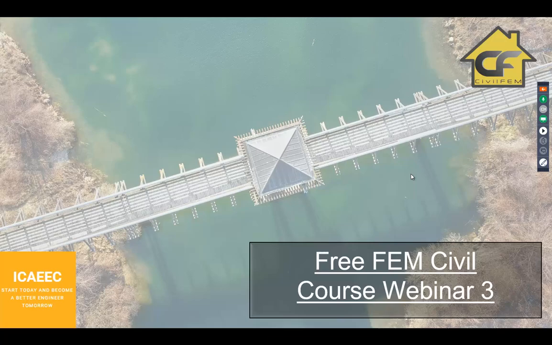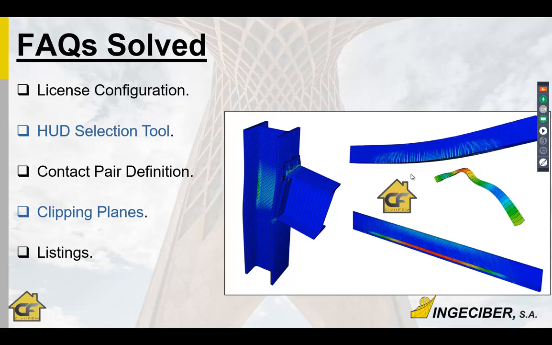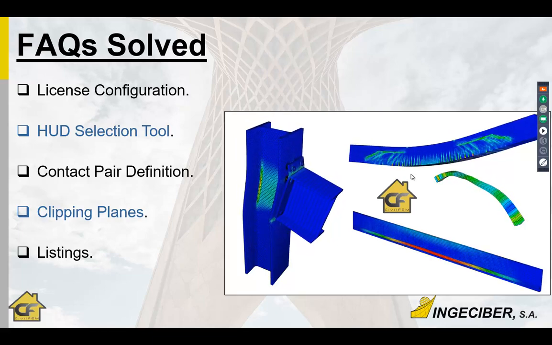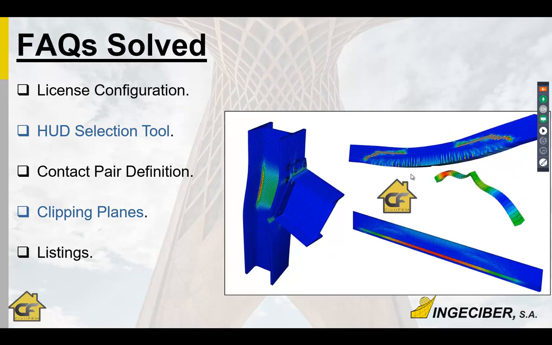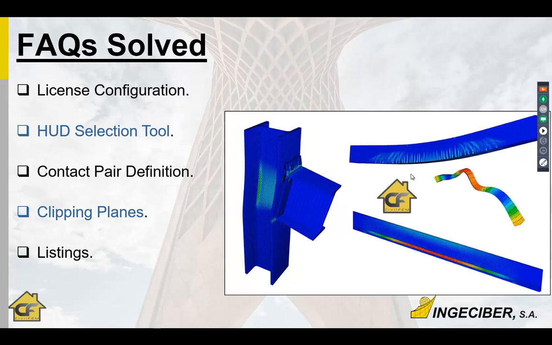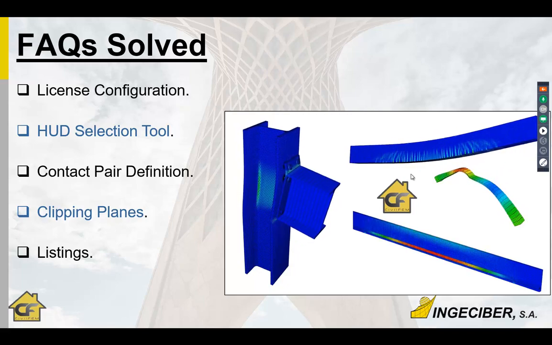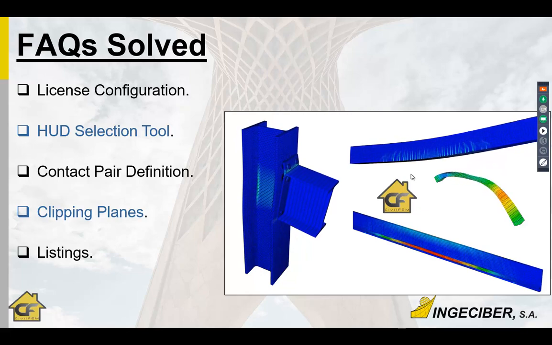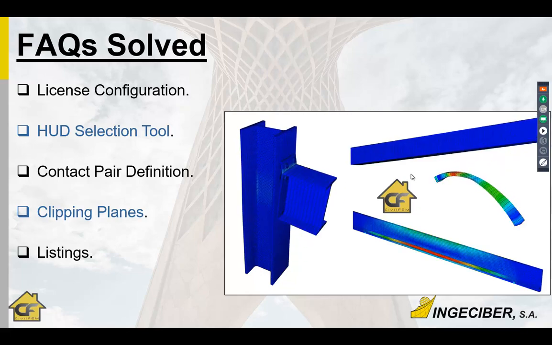Some of you have been asking questions regarding the software. Some of them are, first of all, how to configure the license, the HUD selection tool, how to define a contact pair, and clipping planes and listings. Some of these capabilities are already explained in the free course videos. They are available in the YouTube playlist and in the virtual platform, but we will explain them again today.